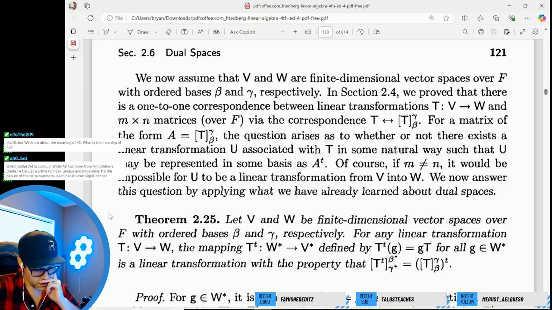fame from a Yes. hitchhiker's guide, 43 is just a prime number, unique and indivisible. It's the beauty of the zeta numbers. Each has its own significance.